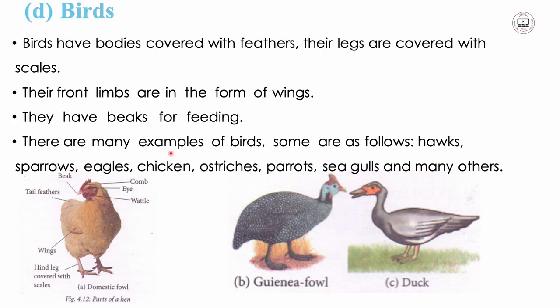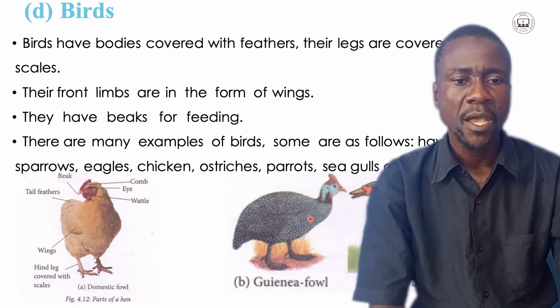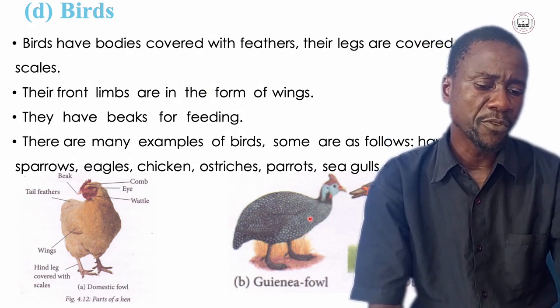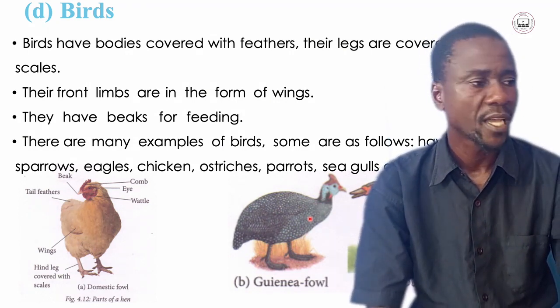And there are many examples of birds. Some are as follows: the hawks, sparrows, then eagles, chicken, ostriches, parrots, seagulls, and many others. All right? So here I have some examples of these birds, which could be easier for me to capture for you. But some you can also observe yourself in any environment which you might visit.